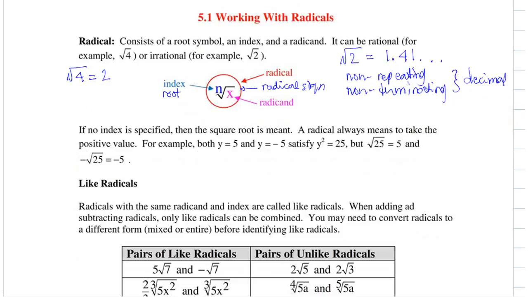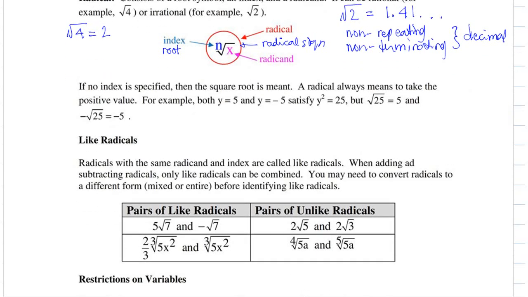Now, if there is no index specified, then it's understood to be a square root. Radicals always mean to take the positive value. So to illustrate that, I've got 3 scenarios here. The first one is you're asked to solve for y in y squared equals 25. To solve for y here, you want to take the square root of both sides. And remember, when you do this, because they're not specifying whether you want a positive or a negative square root, you need to indicate both. So you go plus and minus square root 25, and so y is equal to plus and minus 5, and you get 2 answers.